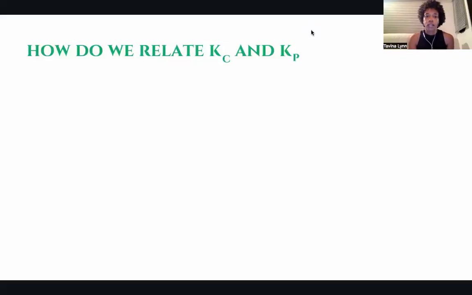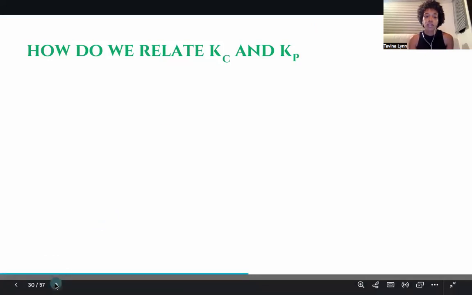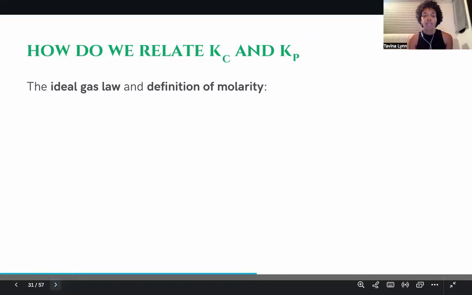Let's discuss the relationship between K sub C and K sub P, our equilibrium constant when it's expressed in terms of concentration and pressure. It turns out there's a relationship between the two. Both the ideal gas law and the definition of molarity are the two pieces of information we'll use to find this relationship.